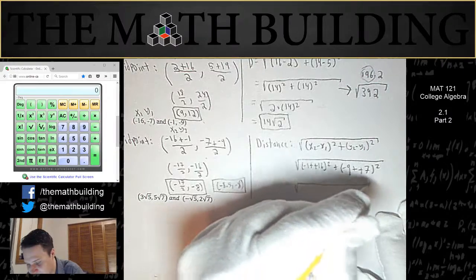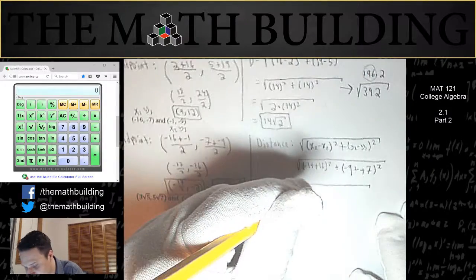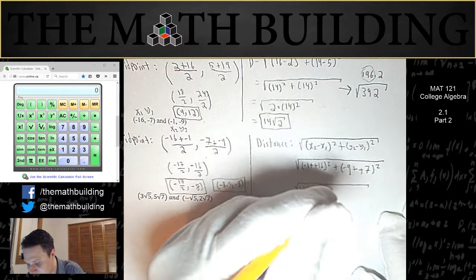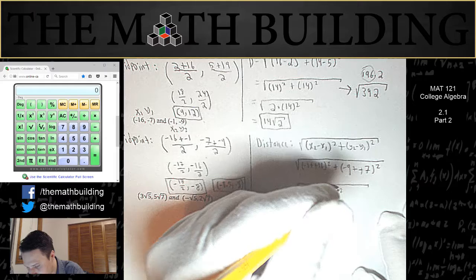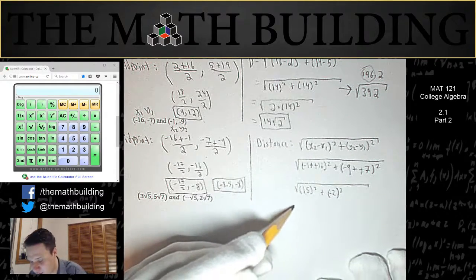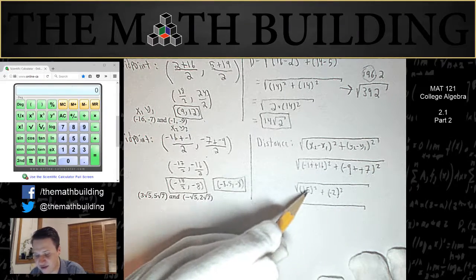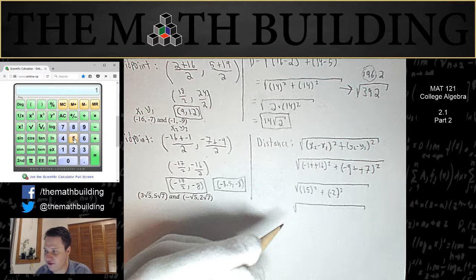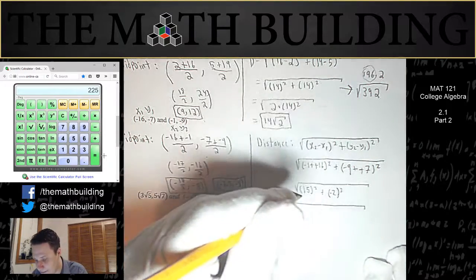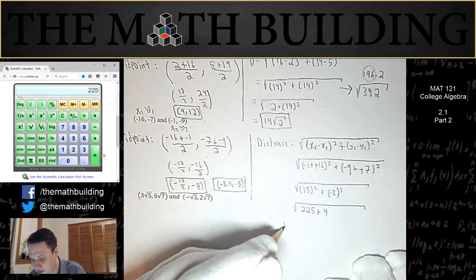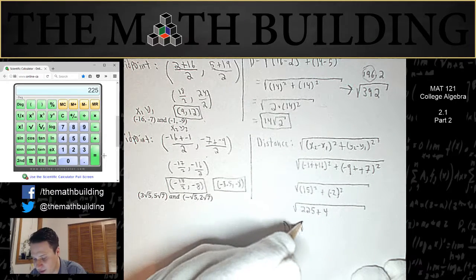So this simplifies to -1 plus 16 is 15 squared. -9 plus 7 is -2 squared actually. I happen to know that 15 times itself is 225, but if you're not sure about that, just check it on your calculator. 15 times 15 is 225, and -2 squared is 4. So the distance is the square root of 229.